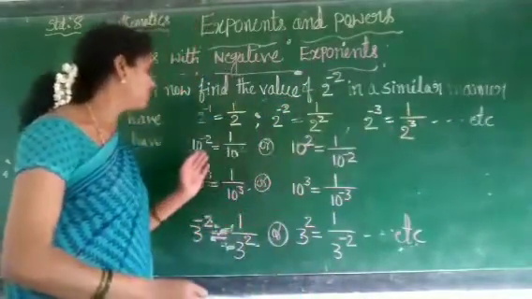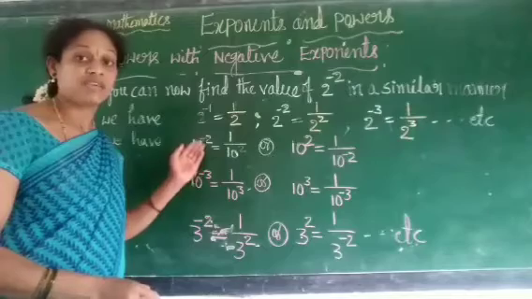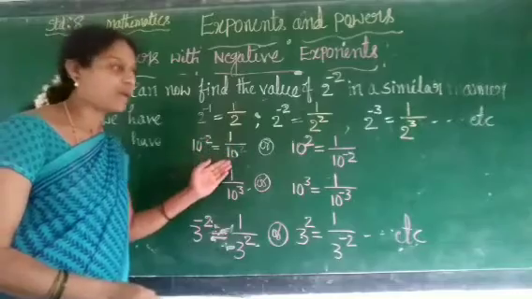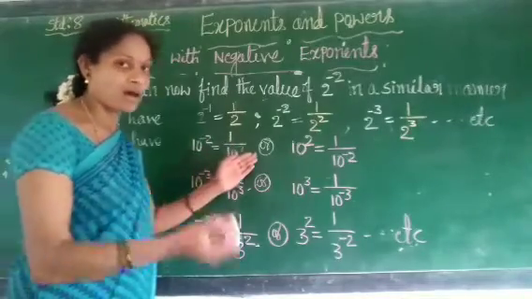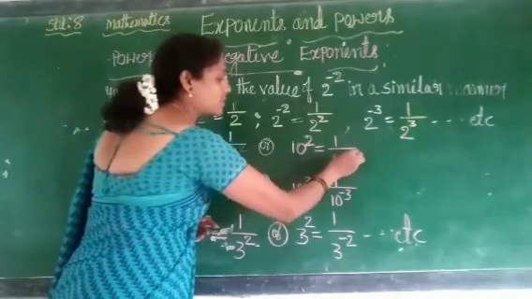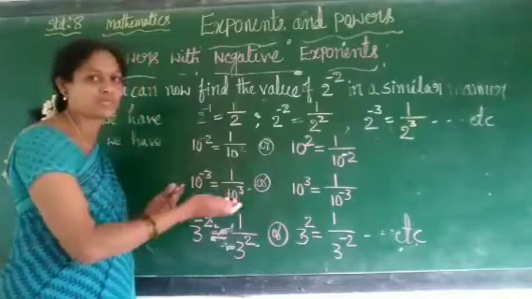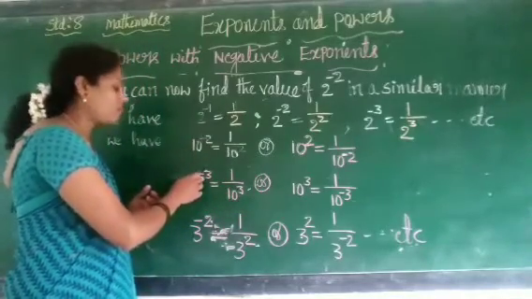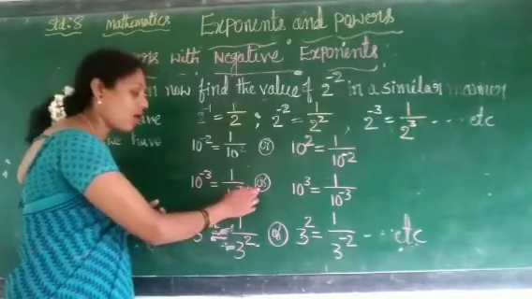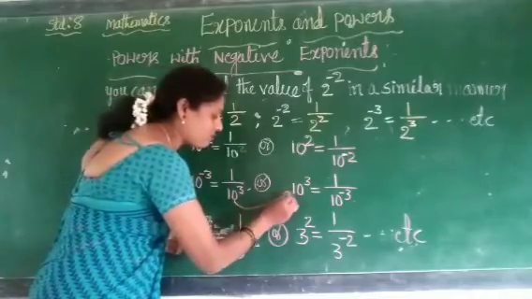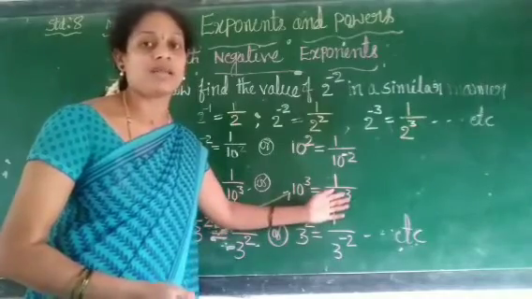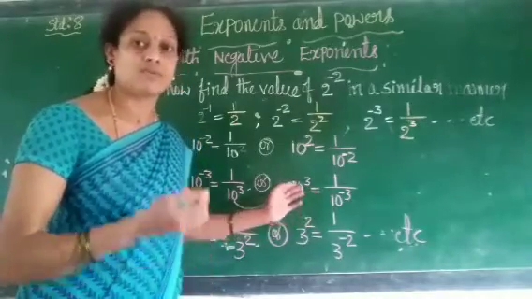We have 10 to the power minus 2, or inverse 2, is equal to 1 by 10 to the power 2, or 10 square is equal to 1 by 10 to the power minus 2. That is the inverse process. So 10 to the power minus 3 is equal to 1 by 10 to the power 3, or again 10 cube is equal to 1 by 10 to the power minus 3. This is also an inverse process.